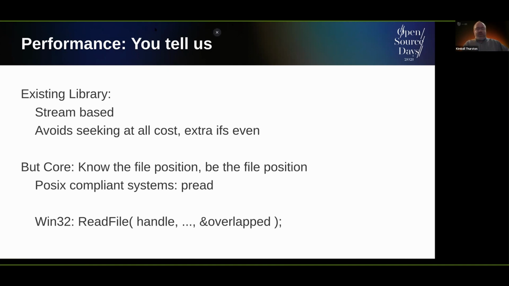In the new core library, we've flopped that around and said, well, we'll just know the file position and be the file position. And we'll use the operating system's abilities to read without seeking. On POSIX compliant systems, so under OS X and Linux and BSD and all these other ones, you can just use pread. Under the Win32 API, they have ReadFile, and there's an overlapped file IO struct that you can pass in to pass in the offset in the file to read from. And so with that, you can do this without having to seek into the file handle.